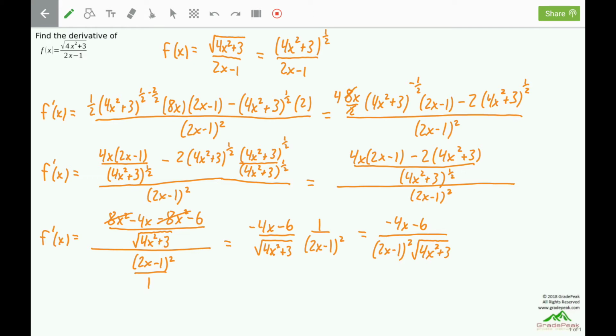So there's our derivative. The only other thing that we can maybe do here is factor the numerator. It looks like we have a common factor of negative 2, and we can say negative 2 times 2x plus 3. Other than that, though, everything else will remain the same. So 2x minus 1 squared and square root of 4x squared plus 3 all in the denominator. And there is our derivative f prime of x.